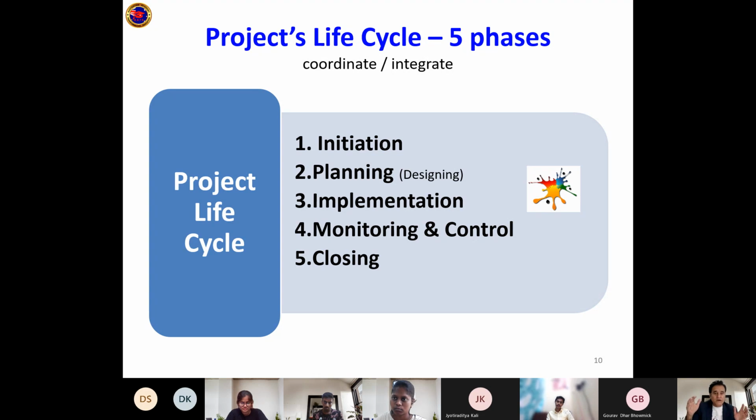Okay, now what will be monitoring and controlling during the execution? Remember, in the aquaponic project, the fruits and vegetables are not growing. It is only the project being set up. So you're monitoring and controlling the project. Okay, so what will you be doing in this stage?